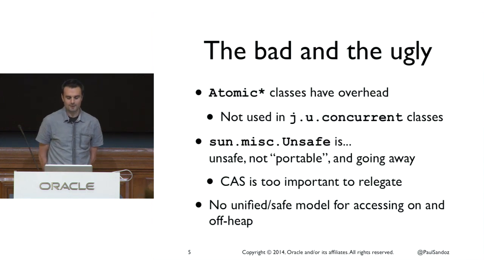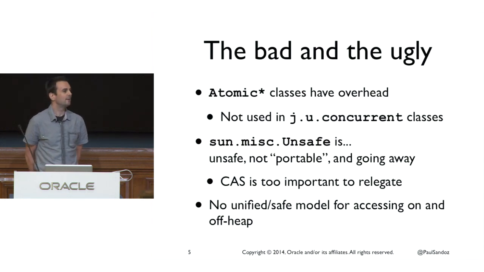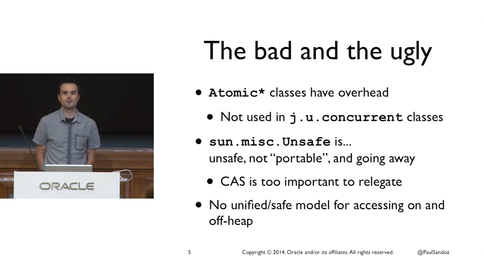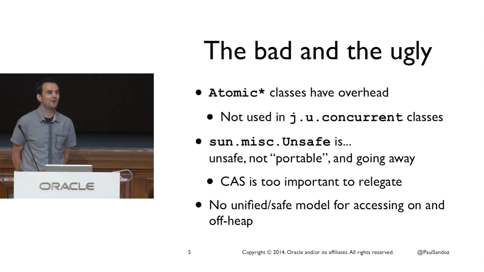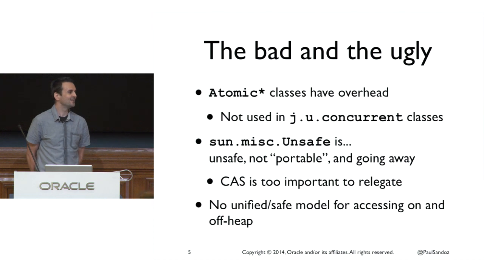And there's the bad and the ugly. The atomic classes have a bit of overhead. I think Duncan talked about the atomic overhead he had when he was using classes there. And they're not used in java.util.concurrent. We don't actually use our own classes there because we're not happy with the performance of them.